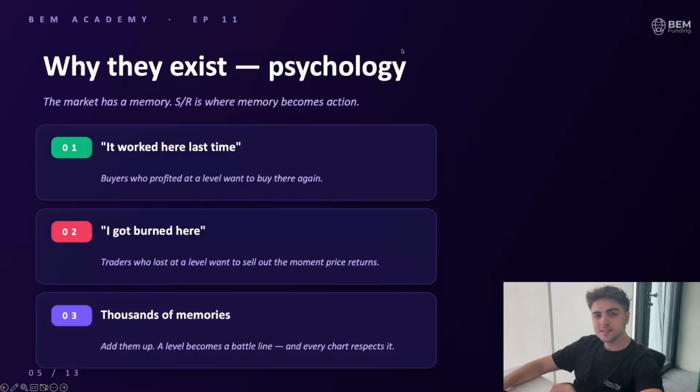But why do these levels exist? That is pure psychology. The market has a memory. Every trader who bought at a level wants to buy there again. It worked last time. Every trader who got burned at a level wants to sell there next time. It failed there. Add up thousands of these moves, and a level becomes a battle line. Support and resistance are where collective memory turns into collective action.